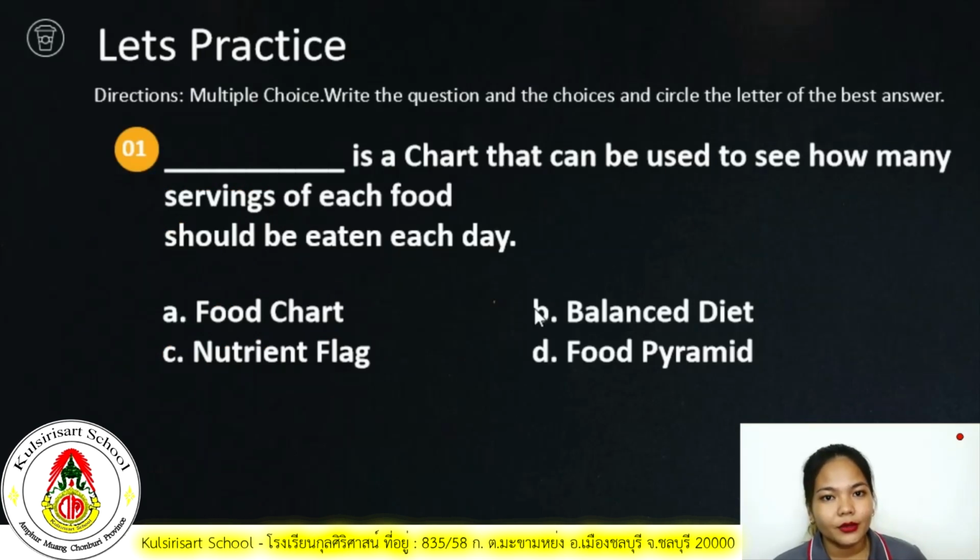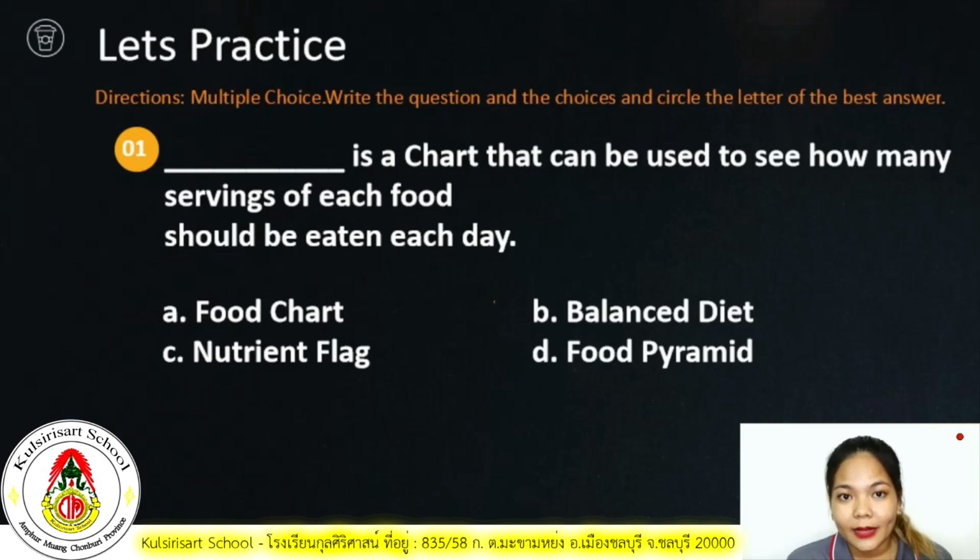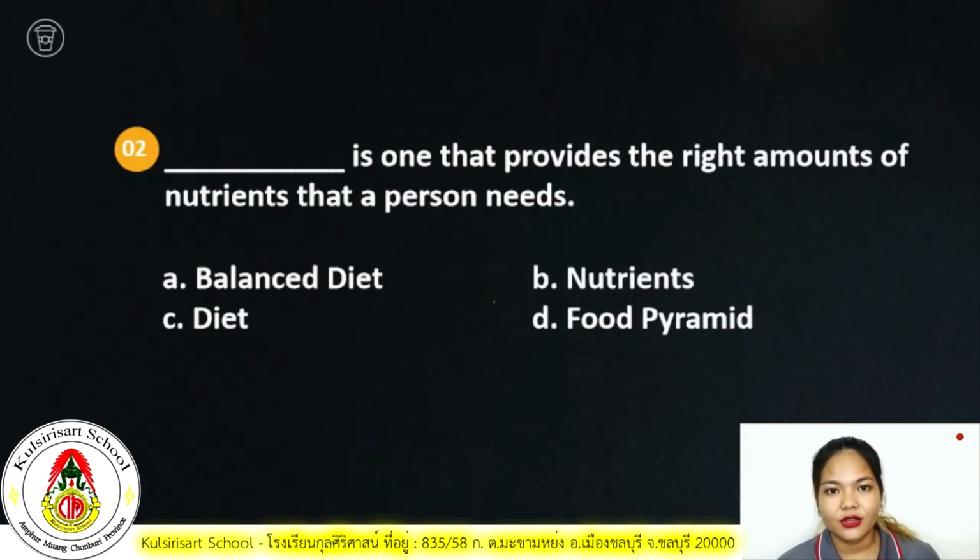So for number 1 to 5, the direction is multiple choice. Write the question and the choices and circle the letter of the best answer. For question number 1, blank is a chart that can be used to see how many servings of each food should be eaten each day. Is it letter A, food chart, letter B, balanced diet, letter C, nutrition flag, or letter D, food pyramid?